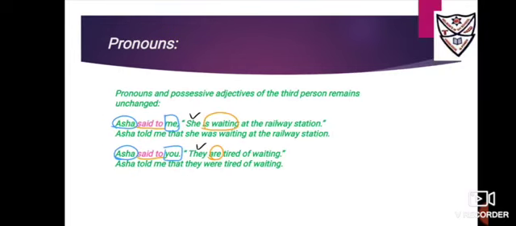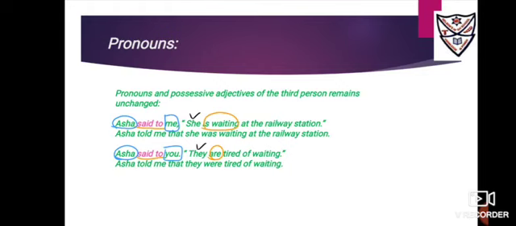Okay. Next, pronouns and possessive adjectives of the third person remain unchanged. They are not changed. If you have any third person pronoun inside the inverted commas, then they won't change, and you can simply put a tick. Putting a tick means it doesn't change.